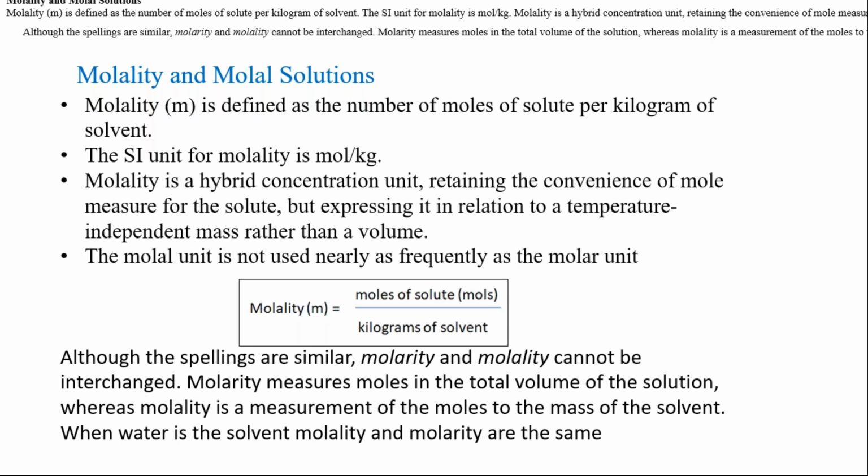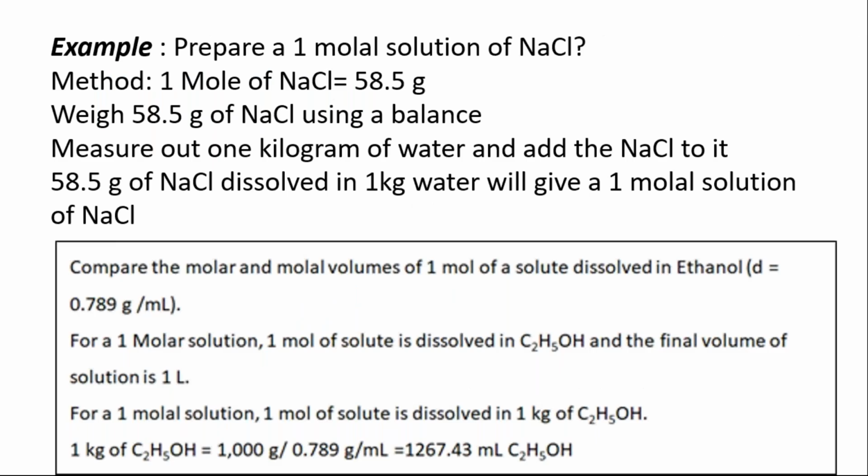The spellings are similar, molarity and molality, but these cannot be interchanged because they are two entirely different things. When it is water, molarity and molality remain the same, because 1000 milliliters of water is equal to 1 kilogram, because the density of water is 1 gram per milliliter. However, when you use a different solvent, for example ethanol, as shown over here, you will see that it is different.